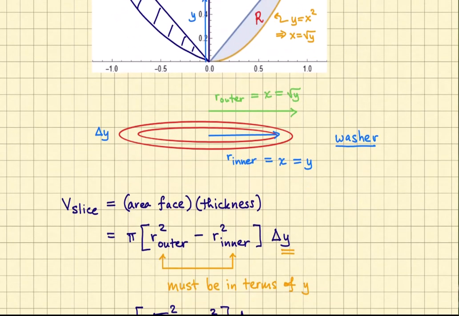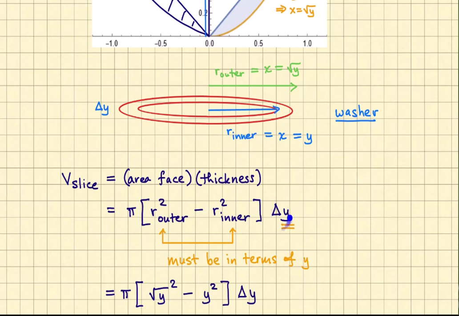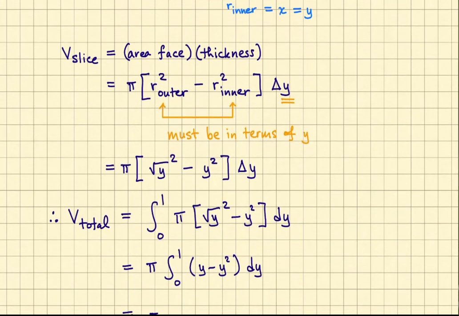Because we have washers, when we go to do the volume of the slice, we get the area of the face times the thickness. So we get pi times r outer squared minus r inner squared, delta y. The parentheses here are very important. Again, because this is a delta y, these guys need to be in terms of y, not x. But we did that already. R outer is the square root of y, and we're squaring it. R inner is y, and we're squaring it. So now we're ready for the calculus.